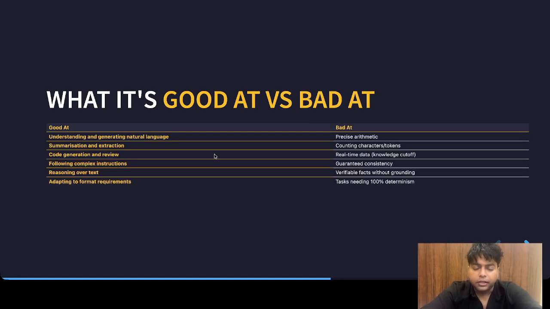Now one important thing we need to understand is what generative AI is good at and what it is bad at. Generative AI is good at understanding and generating natural language, summarization and extraction, code generation and review, following complex instructions, reasoning over text, and adapting to formal requirements. But it is bad at precise arithmetic, counting characters or tokens, real-time data, guaranteed consistency, verifiable facts without grounding, and tasks needing 100% determinism.